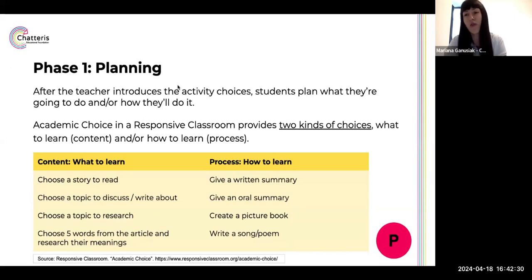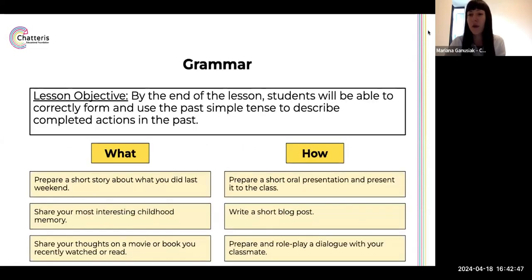So right now, I will provide you a few more specific examples of choices that you could give to your students for different types of lessons, like grammar-based lessons, speaking or reading lessons, or vocabulary-based lessons. The first one, for example, is a grammar lesson.